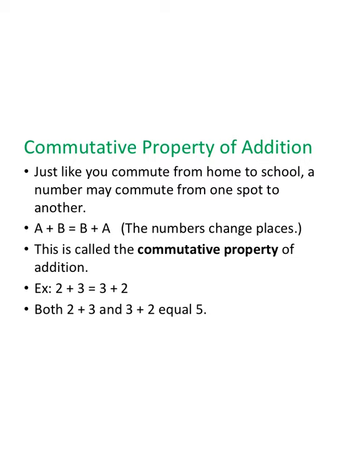If we're looking at the commutative property of addition, you notice down below a plus b equals b plus a. All that happens is the numbers change places. This is called the commutative property of addition.